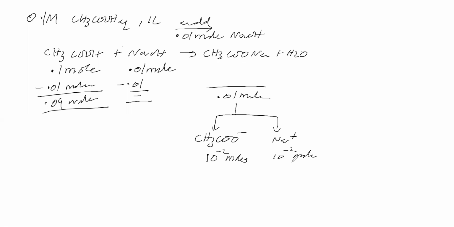Next, this is a weak acid. This weak acid undergoes partial ionization, partial dissociation, so it is also giving ions. What are the ions? Acetate ions and H plus ions.